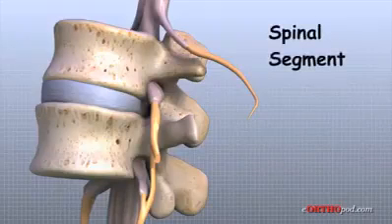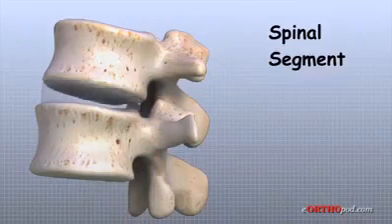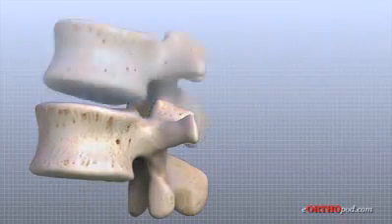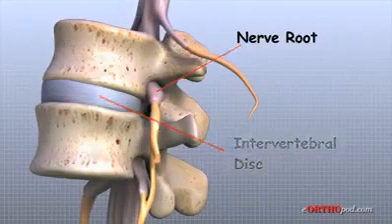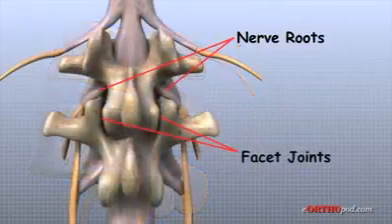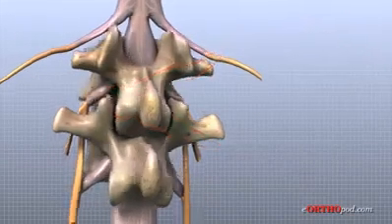It is sometimes easier to understand what happens in the spine by looking at a single spinal segment. The spinal segment includes two vertebrae, the intervertebral disc between, the two nerve roots that leave the spinal cord at that level, and the small facet joints that link each level of the spinal column.